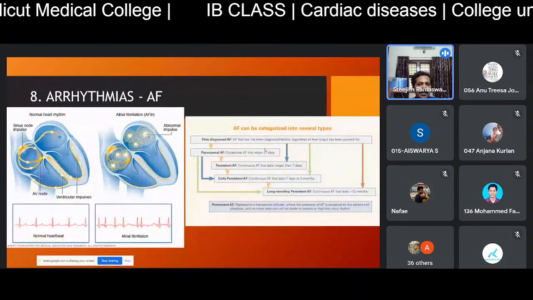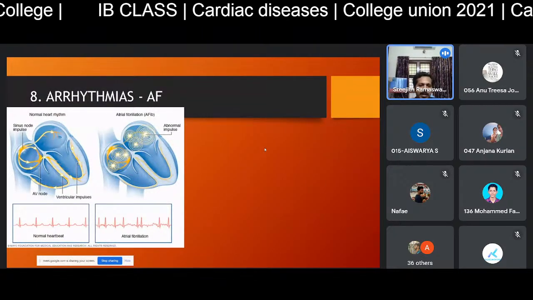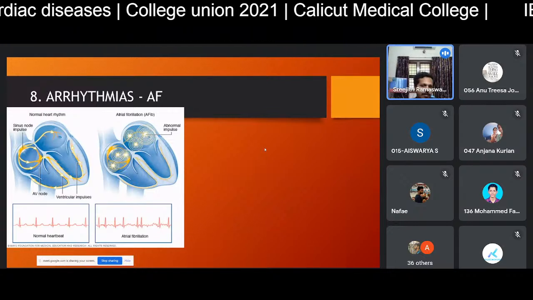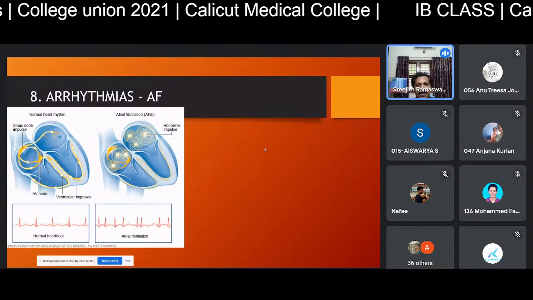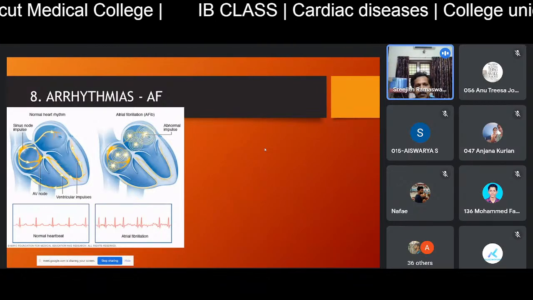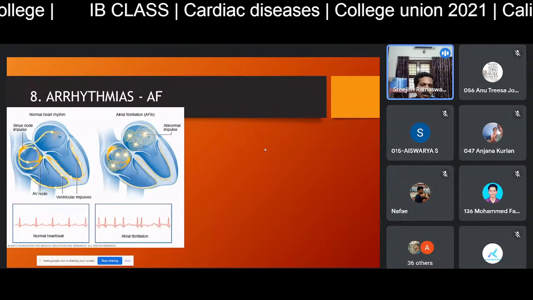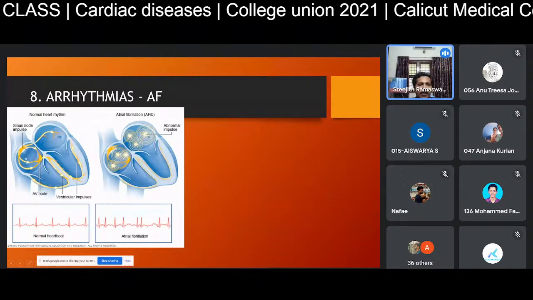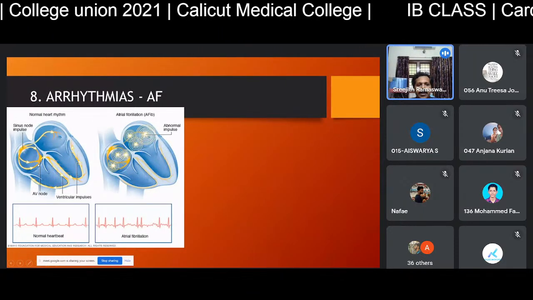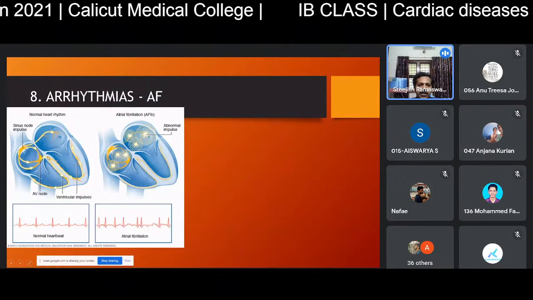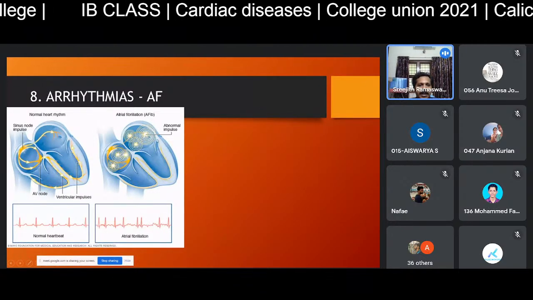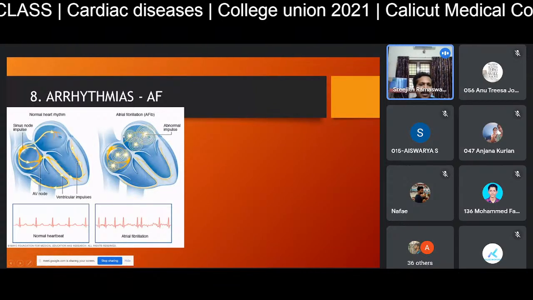Now, arrhythmias is actually a very large topic. There are numerous arrhythmias, so I will be limiting the discussion to atrial fibrillation only, because it is a very common finding. That is why I'm discussing atrial fibrillation a lot. Normally the impulse originates from the SA node and is transmitted to the AV node through the interatrial pathway. But in atrial fibrillation, automaticity happens in multiple areas of the atrium, so that the atria start fibrillating.